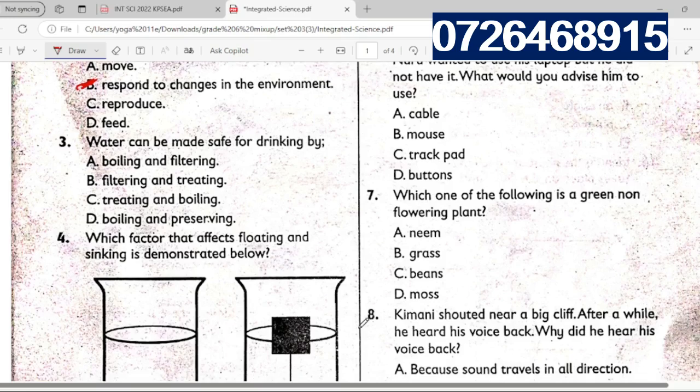Water can be made safe for drinking by boiling and filtering, filtering and treating, boiling and preserving. It is treating and boiling.